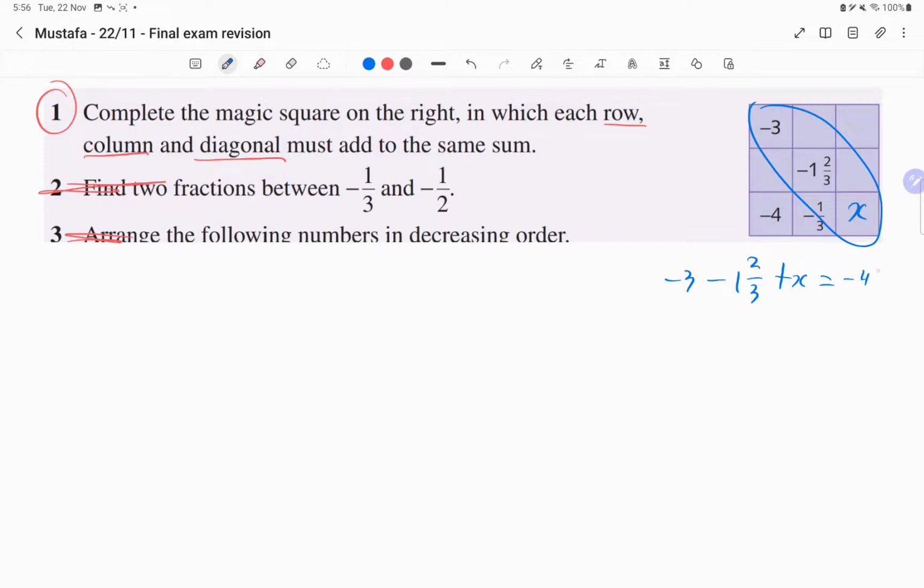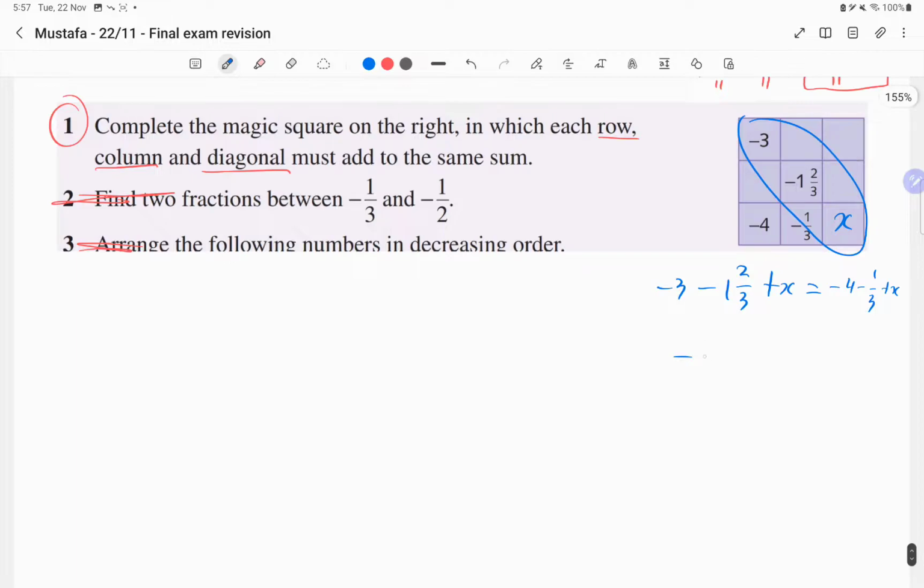Can't even solve this one. All right, let's see. -4 minus 1/3 plus x, and they must be the same. Wait, you can't actually solve this one. That's minus 4 2/3 plus x equals to minus 4 and 1/3 plus x. There's no number that you can make these two the same.